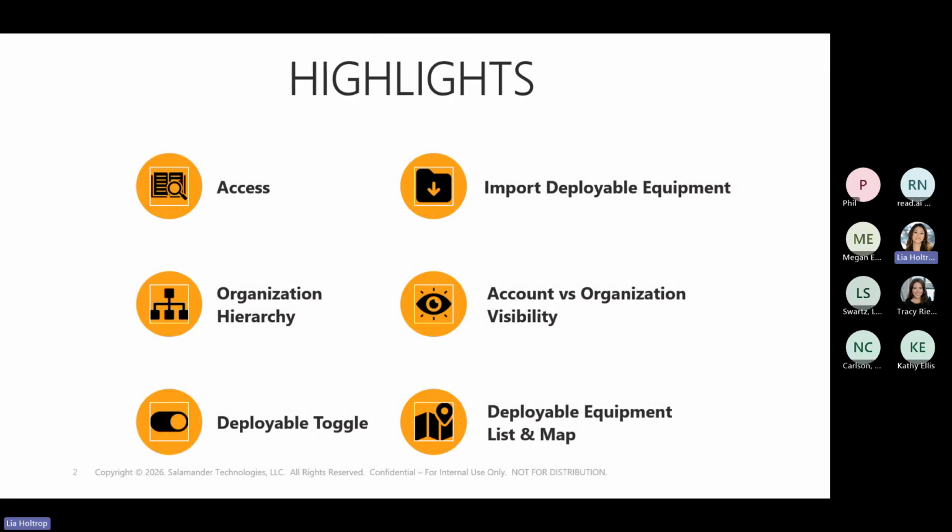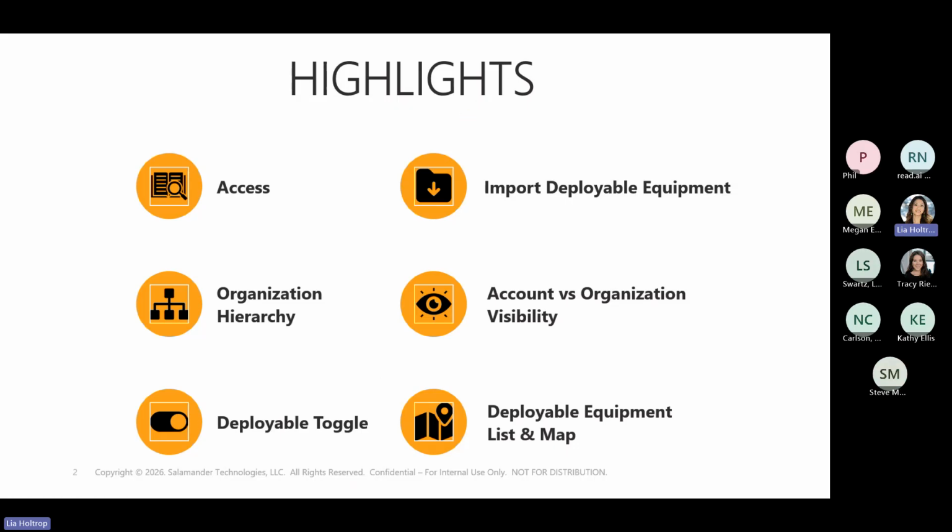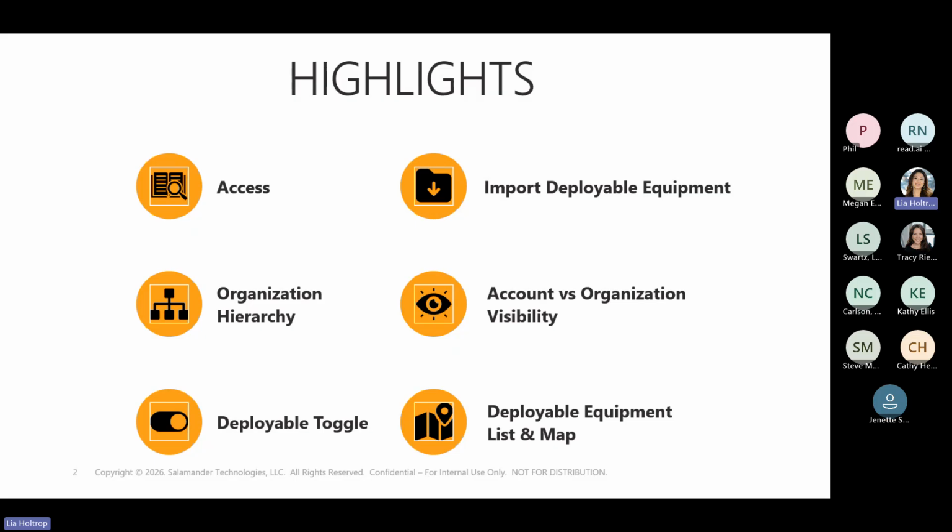In this training, I'm going to do a full breakdown of the deployable equipment feature, including defining what deployable equipment is and how to get access to the feature in SalamanderLive, understanding your organization hierarchy and the difference between account level organizations versus organization level organizations. We'll take a look at the deployable toggle and the differences between account and organization. We'll talk about importing deployable equipment, and then we'll take a look at deployable equipment visibility for account versus organization. And last, viewing the deployable equipment list and the deployable map.